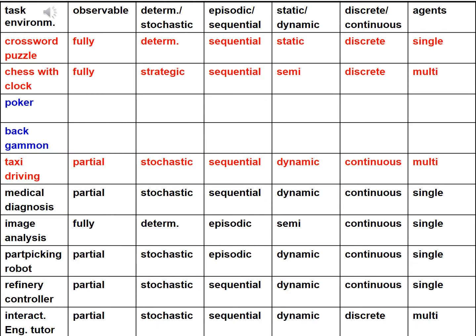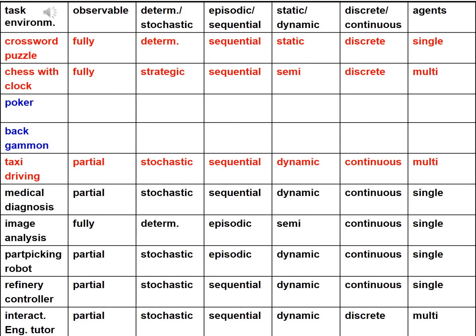In this table, we have different examples of task environments, such as crossword puzzle, chess with clock, poker, backgammon, taxi driving, medical diagnosis, image analysis, part picking, robot part picking, refinery controller, interaction with engineering tutor, and so on. Now, for each one of them, you are encouraged to read the definitions well. I will give you an example.